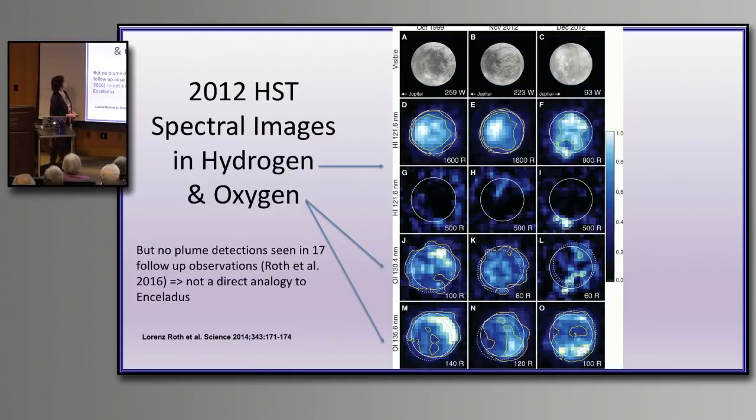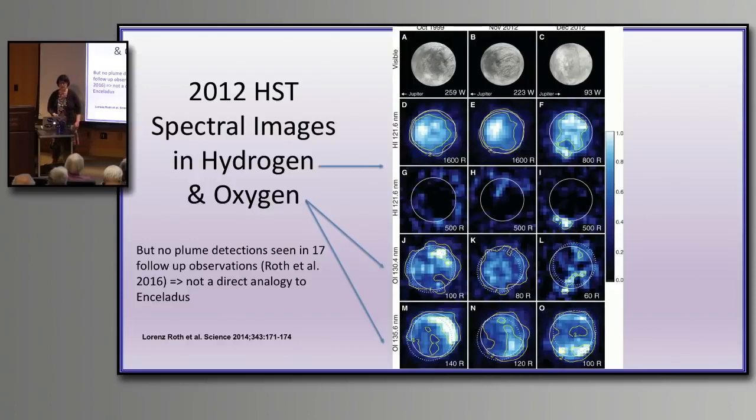And this is what Lorenz Roth and his team took advantage of. In 1999, this is the series of images. This is the hydrogen lines, these are the oxygen lines. In 2012, they took another series of images. But in December of 2012, when they saw those images, what they noticed is that unlike the earlier images, there was a little excess of both hydrogen and oxygen down here. And that indicates that there was a plume. And they wrote a paper in Science, which is here, it came out in 2014.